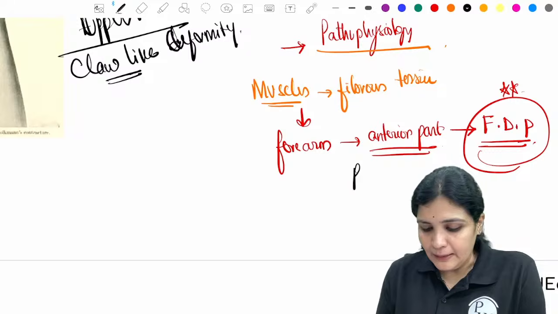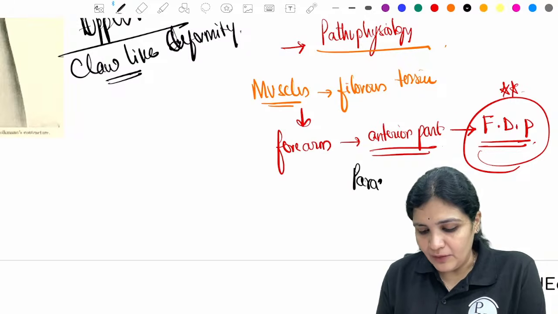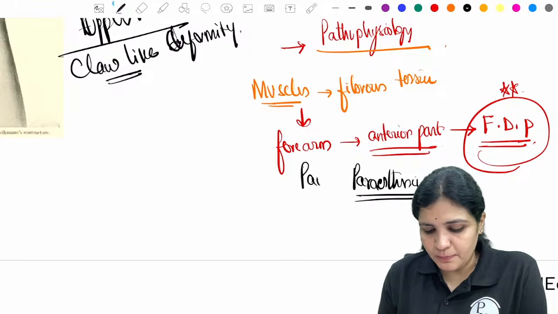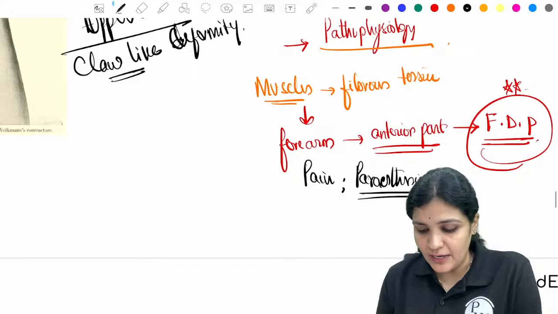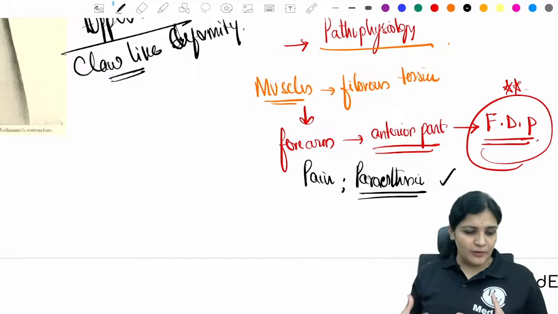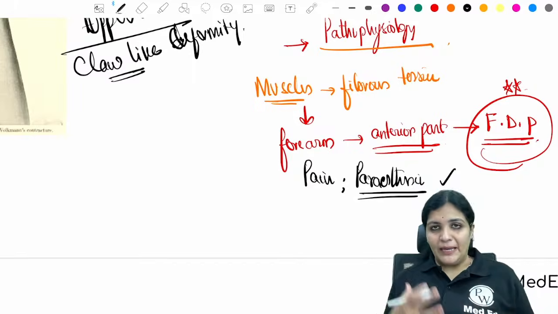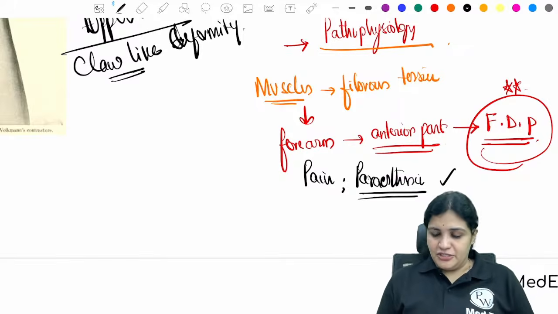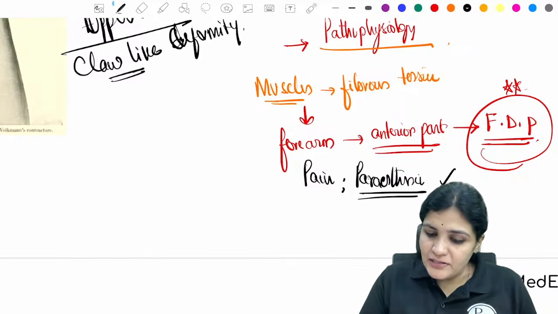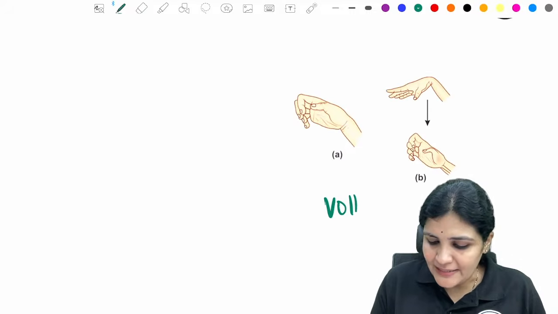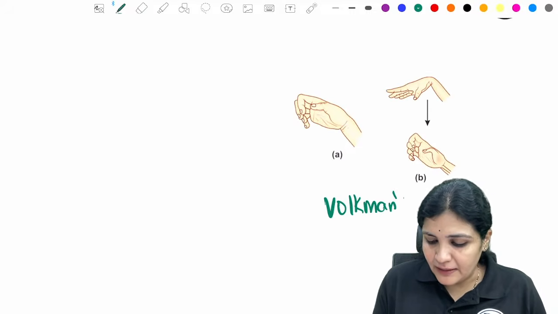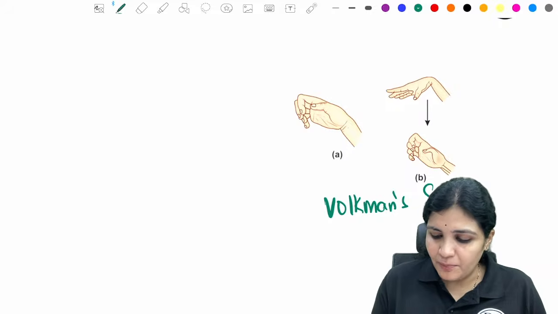So again, the patient will have pain, he will have paresthesias, right? They will present with pain, they will present with paresthesias. These two are very, very important, right? They present in Volkmann's ischemic contracture also, with pain and with paresthesias, right? And then there is a very important sign called Volkmann's sign. This is expected from the examiner.